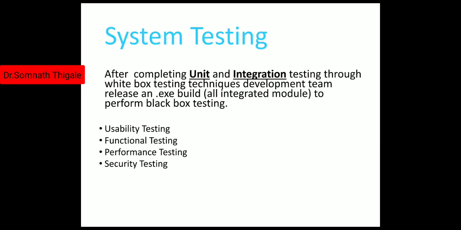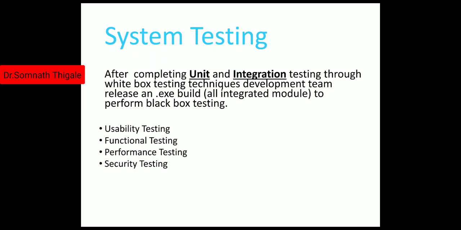Next is system testing. The way we completed integration testing, the next part is system testing. Simply remember, after completion of unit and integration testing through white box testing techniques, the development team releases an executable build, meaning the entire modules are ready. They just need to be verified with the help of some other approaches, and the basic approach changing in system testing is black box testing. Earlier in both cases it was a white box testing approach, now it is a black box testing approach.